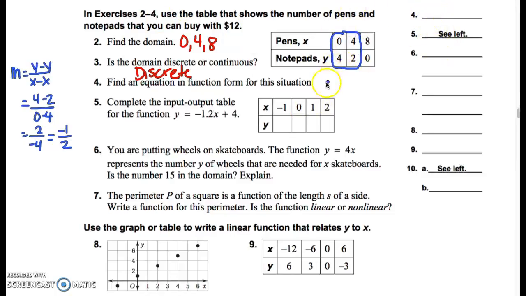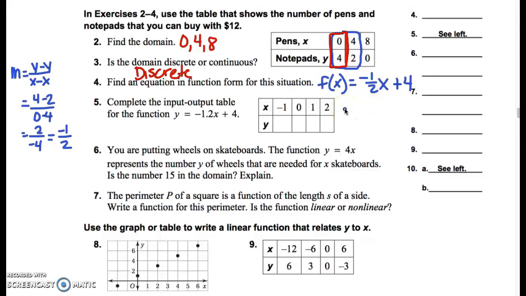-1/2. Okay, so I'll start out with f of x, and remember that's just your y, equals -1/2 x, and then I need a y-intercept. Well, if I look at my table here, this point right here, when x is 0, y is 4, that means your y-intercept is 4. So for our equation, we just tack on a +4, and that's your equation in function form.